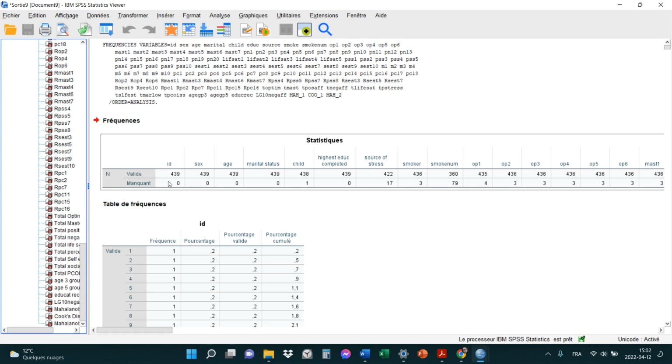Right? So, in English, this would be valid and missing, I believe. So, we learned that in the variable ID, we got 439 valid data points and 0 missing. Good. Same in sex. Good. We're not missing any data for sex, not missing any data for age or marital status. Or, does the person have a child? Whoops, we're missing a data. One person didn't respond here.